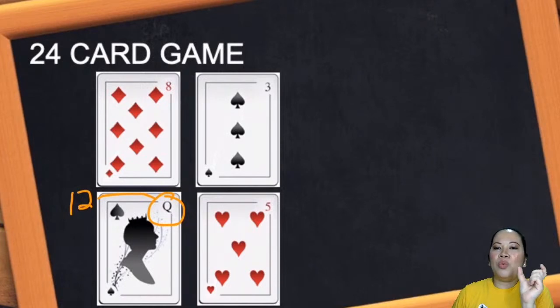Use each card once, and for your final answer you can use any of the mathematical operations. Your final answer should be 24.